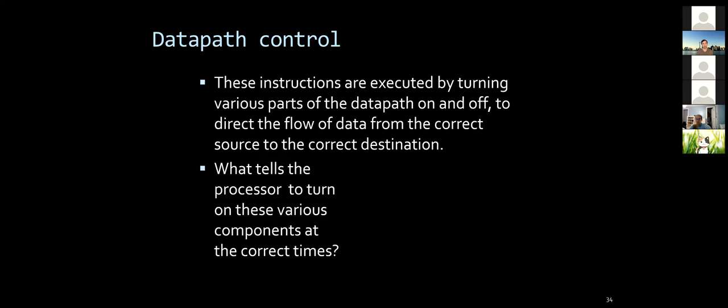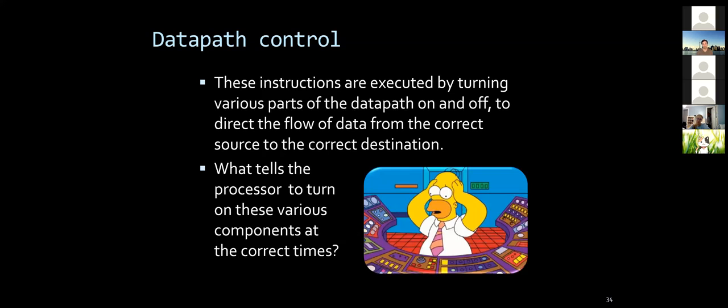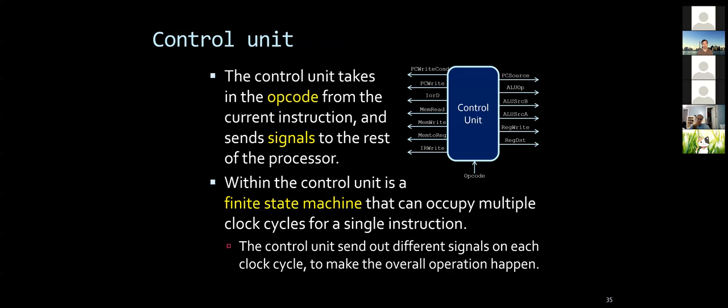So what we're going to do is tell the processor to turn the various components on and off at the correct times. That sounds very complicated if you think about how we're going to do this at runtime. And there is a thing called the control unit that does exactly that, and deals with a lot of different things that we're going to cover here. This control unit takes in the opcode from the current instruction and sends signals to the rest of the processor. And remember, whatever is difficult for humans is easy for the processor, because it's a very tedious task, but computers are very good at it. So it's very easy to encode it, actually.